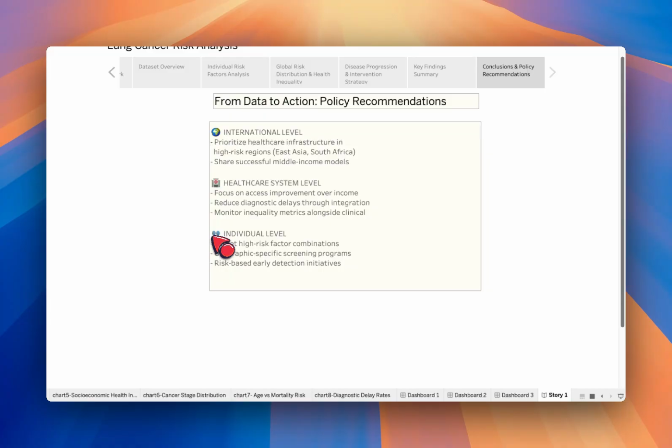At the individual level, we should use multi-factor risk profiles, combining smoking, family history, location, and healthcare access.